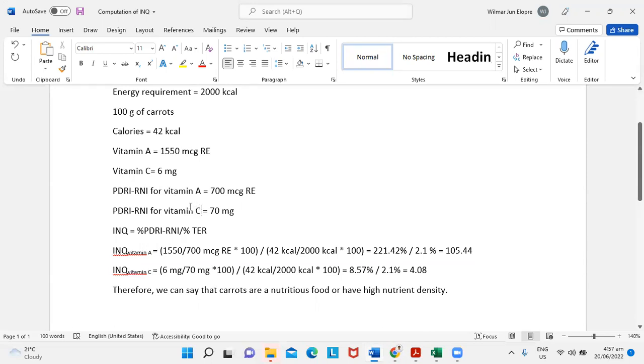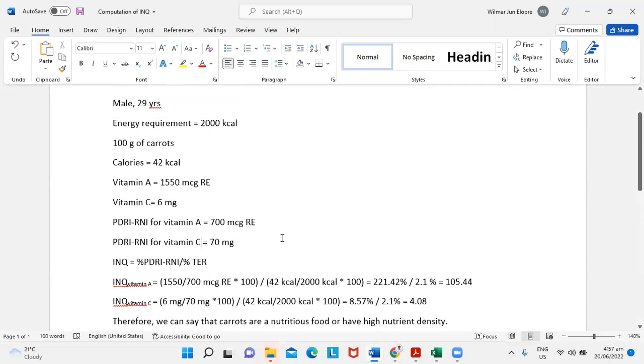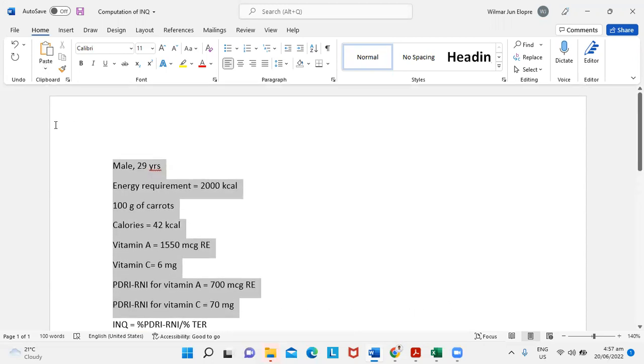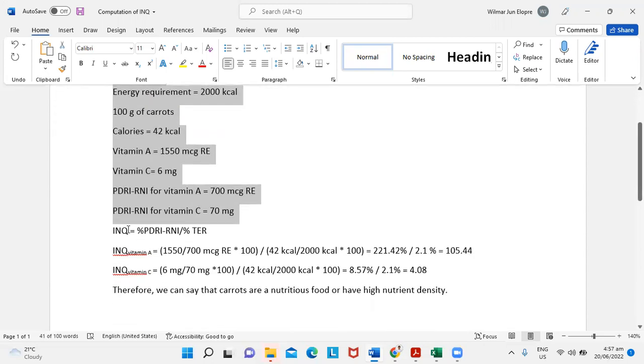So kana, during sa exam, kinahanglan ninyo i-check ang PDRI sa nutrients nga given. Okay? So having considered these factors, pwede na ta actually maka-compute for the INQ. So lahi-lahi nga INQ sa kada nutrients.